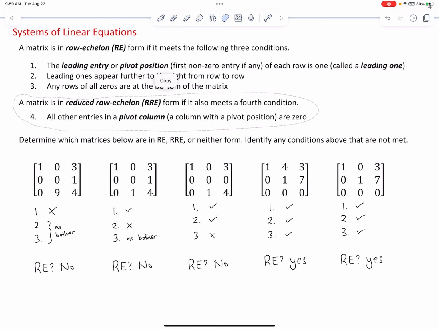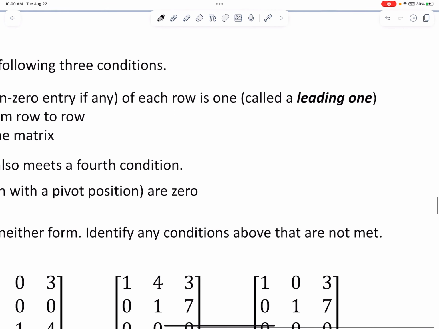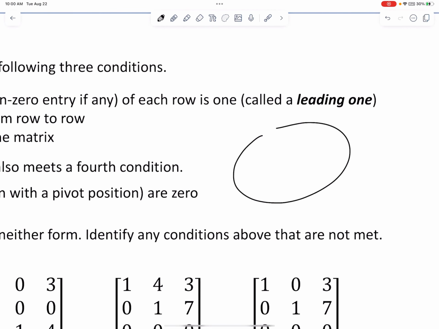Now, to be in reduced row echelon form, it also has to meet the first 3 conditions. So basically, you just have an extra condition. All 4 conditions must be satisfied to be in RRE form. So the three matrices that were not in RE form, we're not even going to consider because they can't be in RRE form. What I'm trying to say is if you were to look at a Venn diagram, all matrices that are in RE form, we'll say are inside this circle, and RRE form would be a subset. It's a specialized kind of RE form. So if you were to say a matrix is in RRE form, then it's automatically RE form.